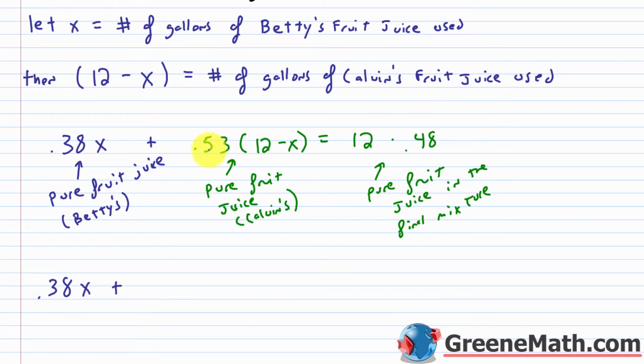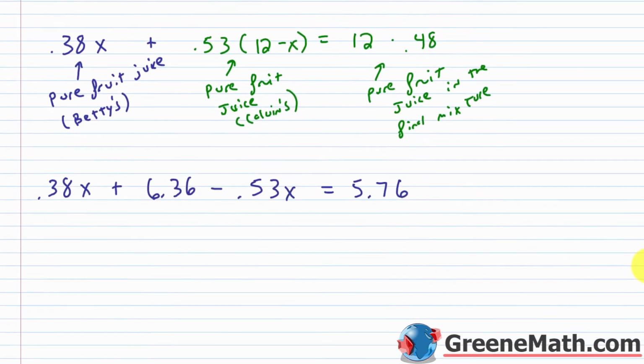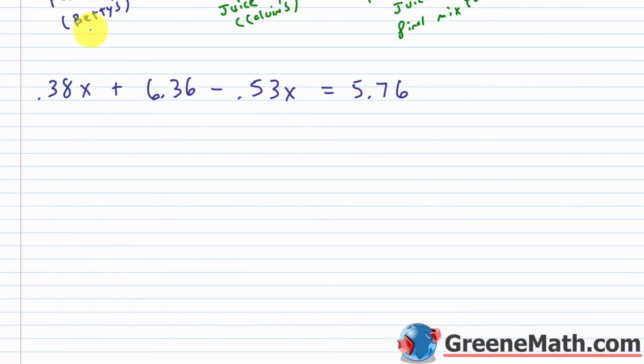if I use my distributive property, 0.53 times 12 is going to be 6.36. Then minus 0.53 times x is 0.53x. And this equals 12 times 0.48, which is 5.76. All right. So if we combine like terms here, 0.38x minus 0.53x is negative 0.15x. And then we have plus 6.36, and this equals 5.76.